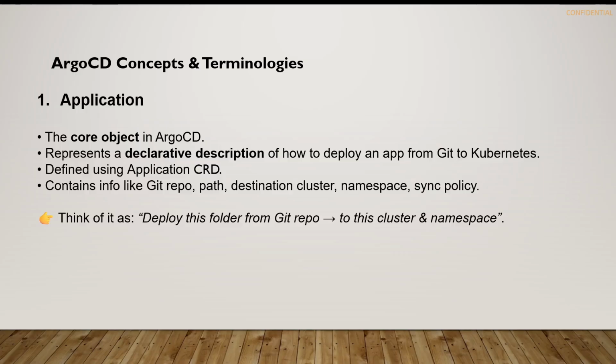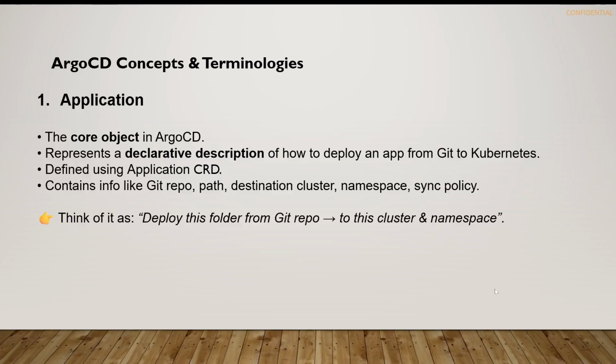So what does CRD mean? It is custom resource definition. We define each and every required configuration in a definition YAML file. It also contains information like git repo path, destination cluster, namespace, etc. We tell it to deploy a git repo in this cluster and this namespace. So all these things we define in the application.